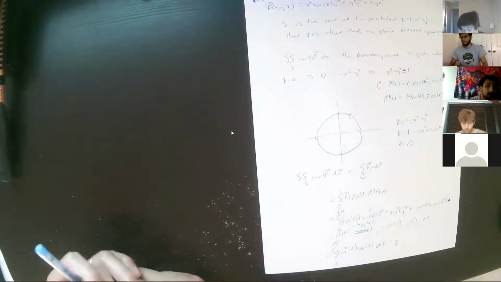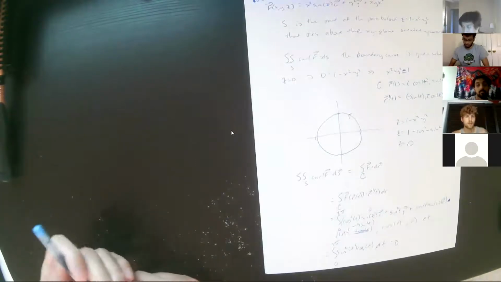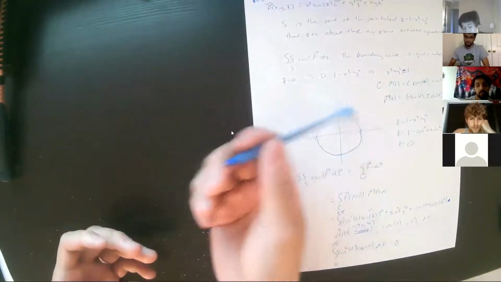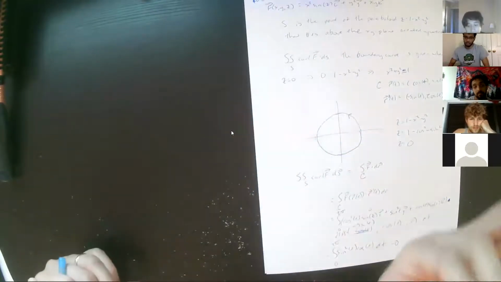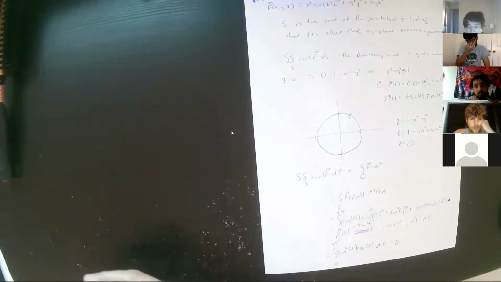Any questions? So let's think about this in a different light. What does this tell us? This is a curve that's closed and simple. What kind of things do we know about vector fields like this?